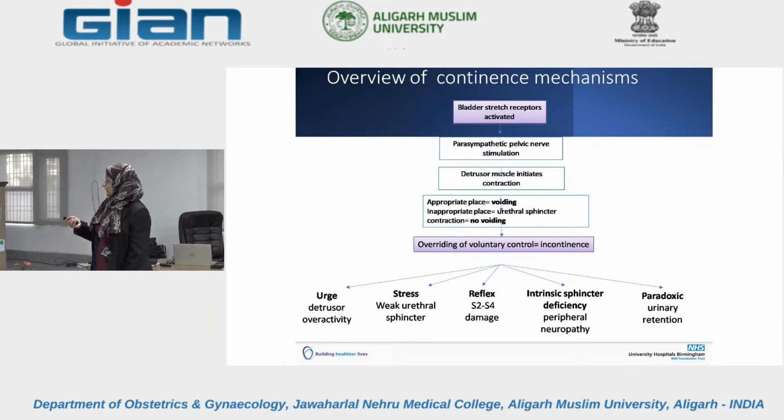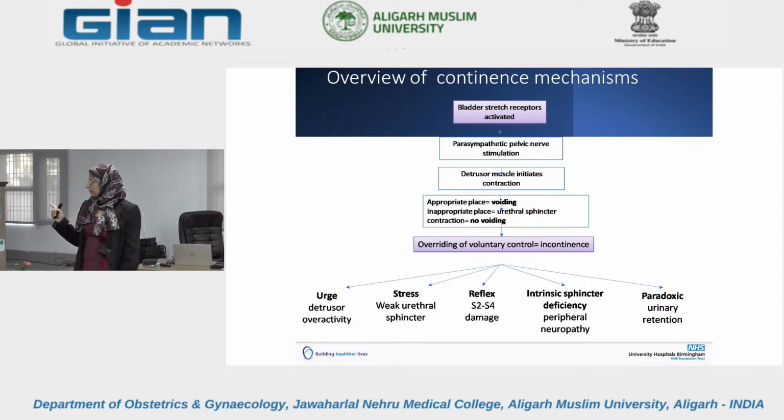The second one is stress incontinence. There is nothing wrong with the storage phase. They can store urine okay. They pass big volume urine. They can hold it. But when they are coughing, sneezing, jumping, doing exercise, the urethral sphincter gives way because it's a problem in the pelvic floor.